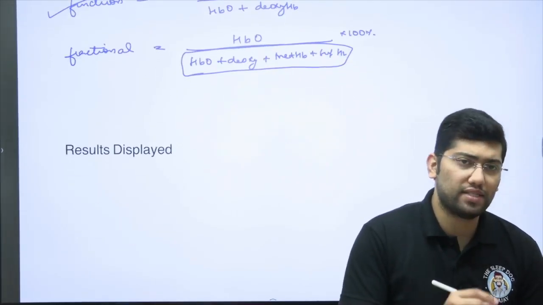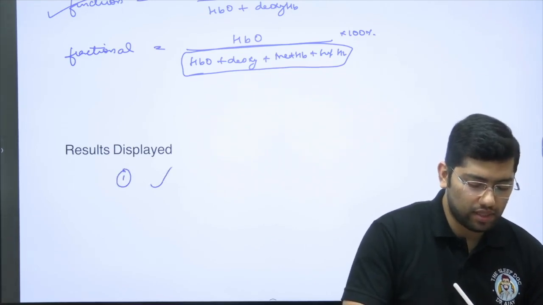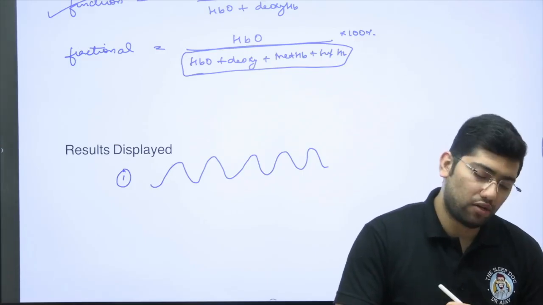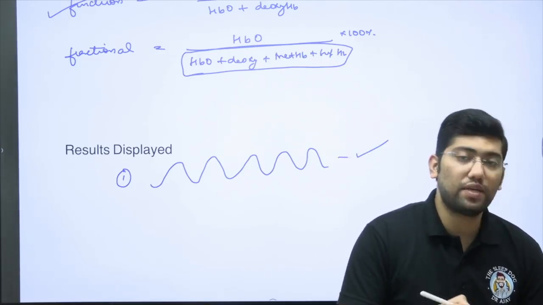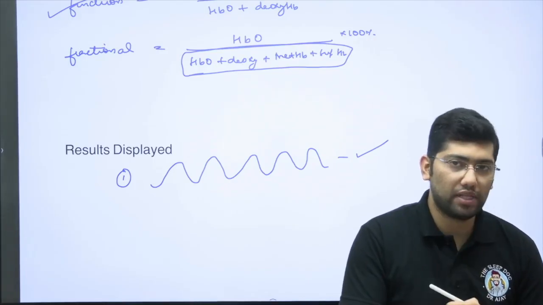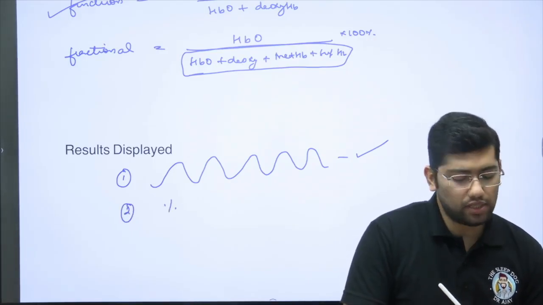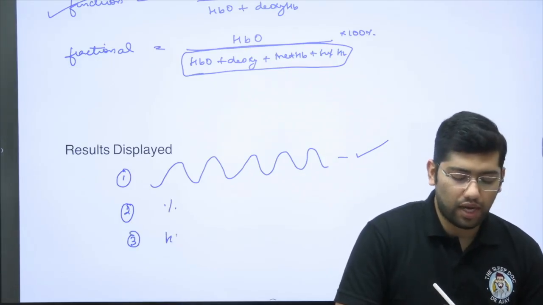What are the results that are displayed by a pulse oximeter? One we see is the pulsatile waveform. Always cross check this waveform. Only if this is correct will the subsequent values displayed by the pulse oximeter be accurate. The second one, percentage oxygen saturation, we know. And the third one, the heart rate.